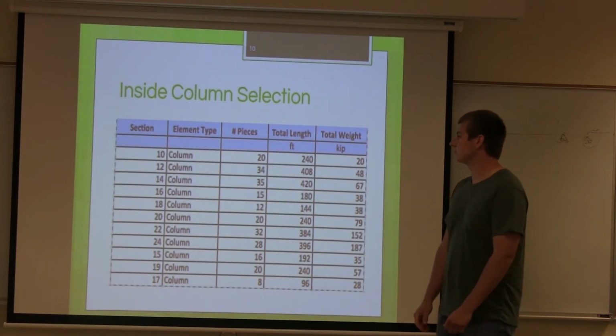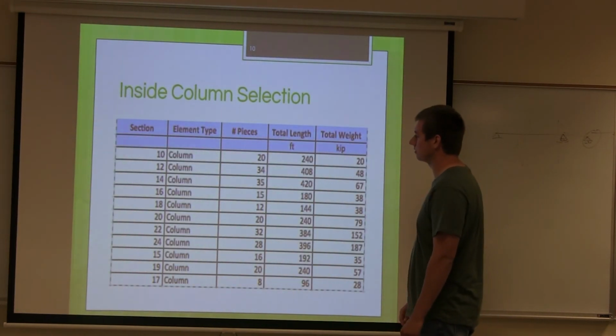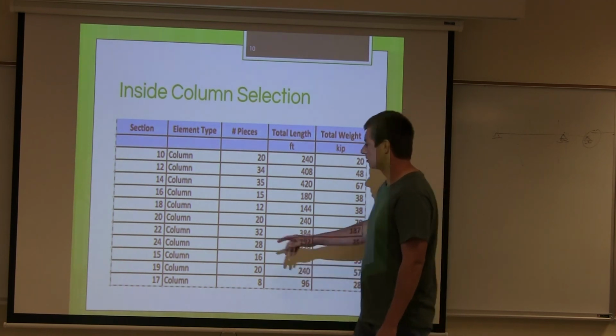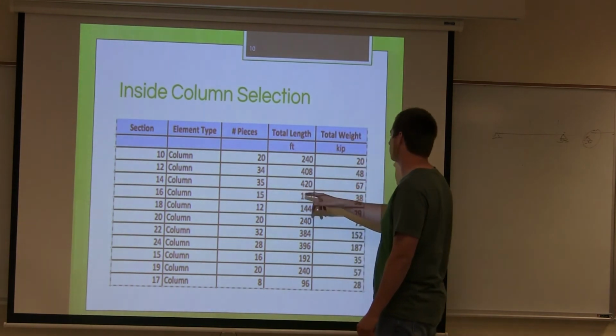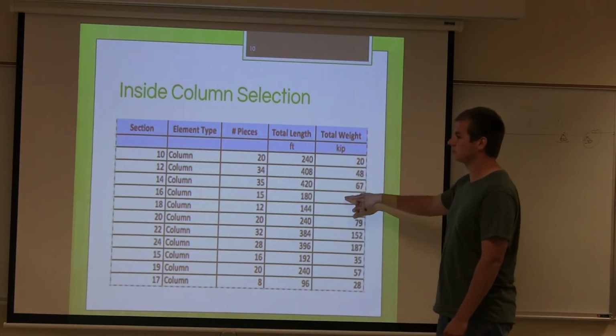Here's the inside column selection, which is the circular columns. And you can see the section it chose, the element type, number of pieces, total length, and total width. This is the table straight from ETABS.